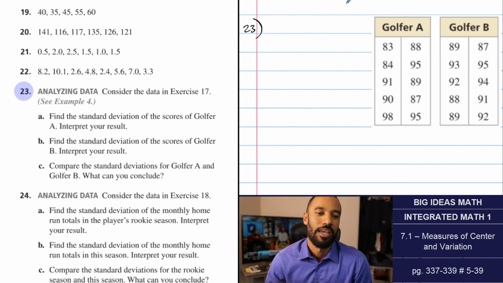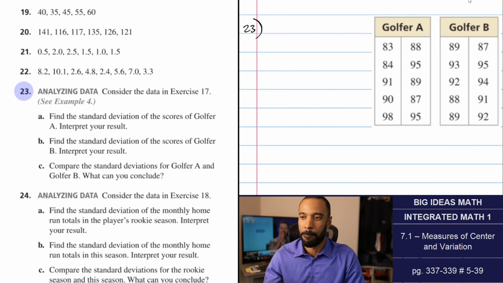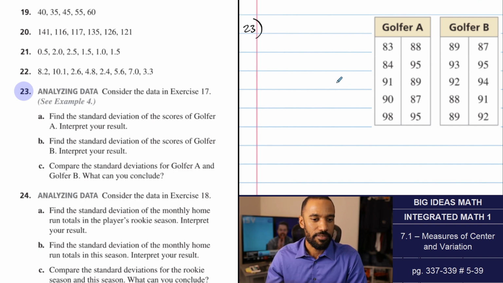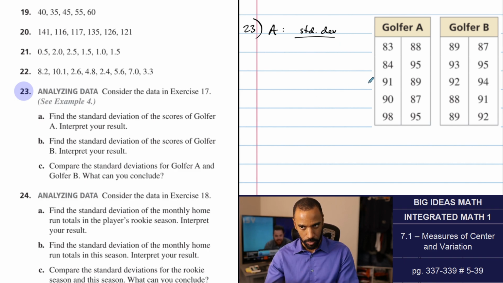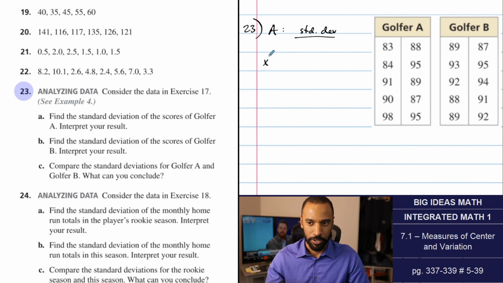Number 23. Consider the data in exercise 17. Find the standard deviation of the scores of golfer A. Interpret your result. All right, well, we have to do that again. Did we do the mean? No, we just did the ranges, right? So for golfer A, we're going to find the standard deviation in a moment. For part B, do it for golfer B and compare the standard deviations. What can you conclude? Okay, so for golfer A, we need to get the average.